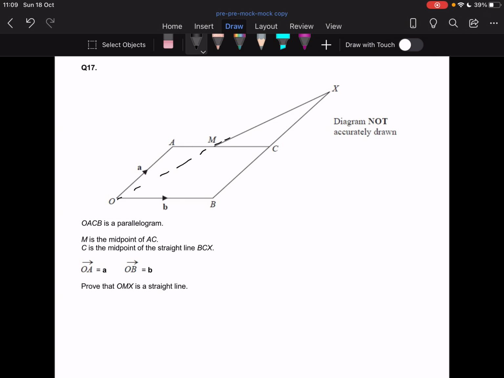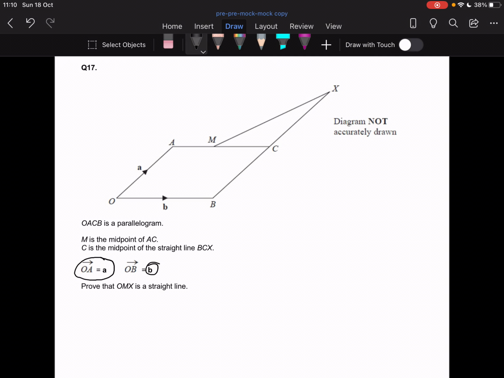What are vectors? So the way I like to think about vectors is they tell you where you're going and which way you're going. What's the direction, what's the route, what's your journey that you're traveling on. So for example, in this case, vector OA is telling me that to get from O to A, I'm going to have to travel a units, whatever those may be. And for the second one, to get from O to B, I'm going to have to travel b units.